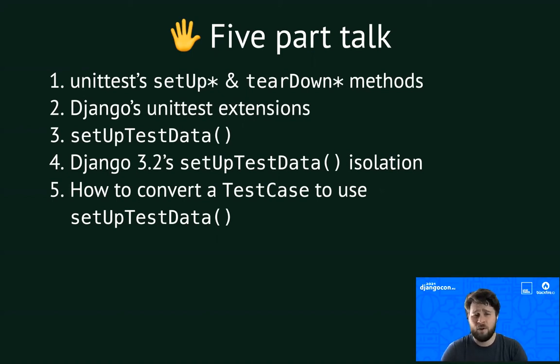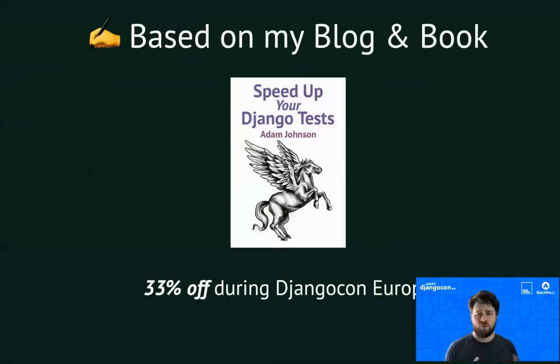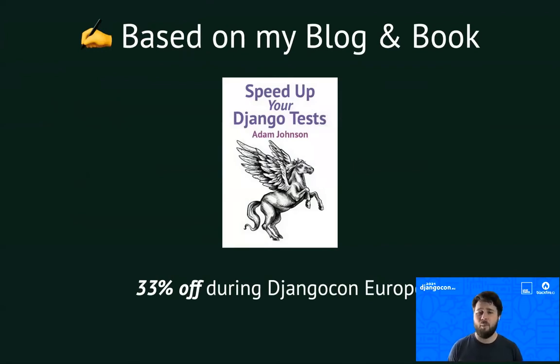In part 4, we'll cover how setUpTestData changed in Django 3.2 to provide better isolation, making it much easier to use in our tests. And in part 5, we're going to cover an all-in-one guide to convert a test case that is using the built-in setUp hook from unittest to use setUpTestData instead, and how this can speed up your tests. This talk is based upon material from my blog and my book, Speed Up Your Django Tests.